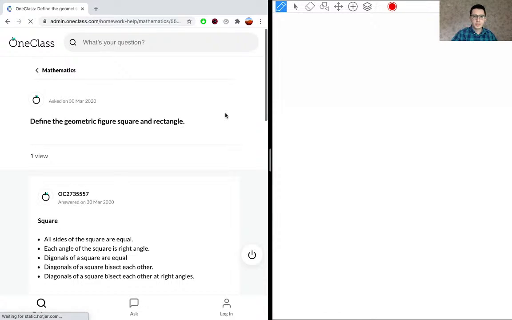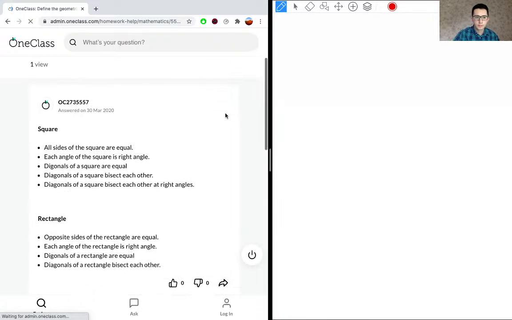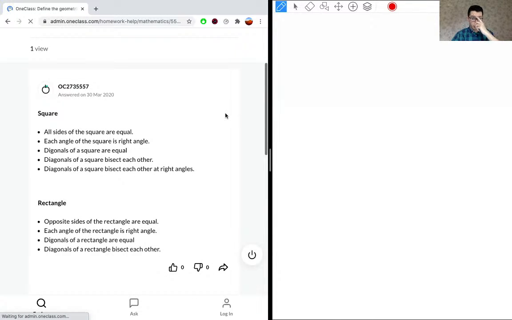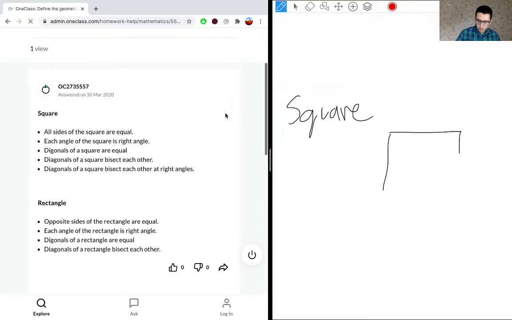So here the question is asking us to define the geometric figure, square, and rectangle. So we want to define the properties of a square and a rectangle. We'll start off with a square. So first property of a square is that we have 4 sides and they're all equal. So all sides are equivalent, so we just labeled them as A.